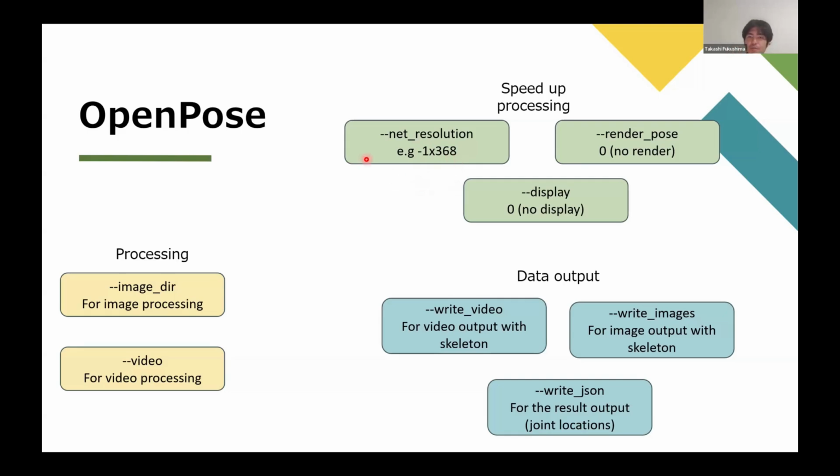So if you feel that OpenPose is very slow to process, then you can play around with the net resolution, for example. And you can also output the data and save it in the specified folder you want. For example, you can save the video just by typing --write_video and specifying the folder, or a skeleton overlay. And for the images, you just type write images instead of video.